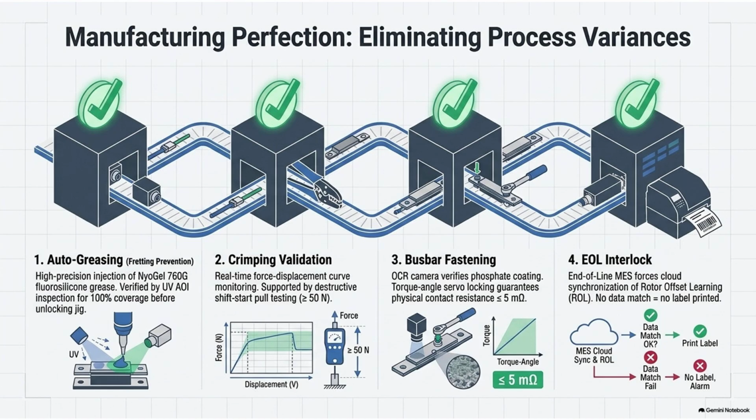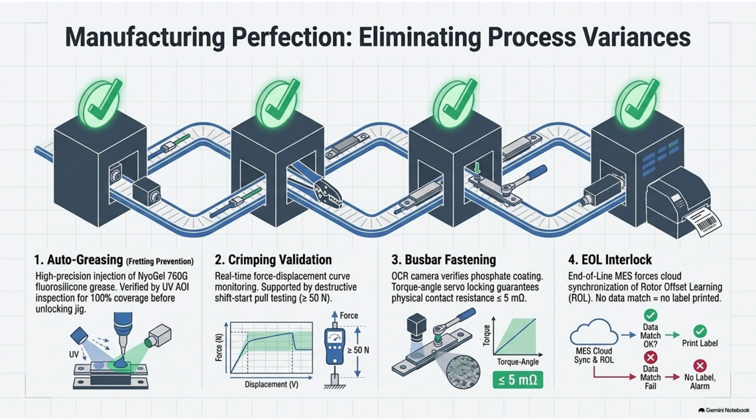And if we connect this to the bigger picture, the MES tracks every single data point. The torque curve of every bolt, the UV camera image of every greased pin, the force curve of every crimp. It is all serialized and tied to the specific barcode of that individual motor. The final, definitive validation of this process happens at the end of line, or EOL, testing station.